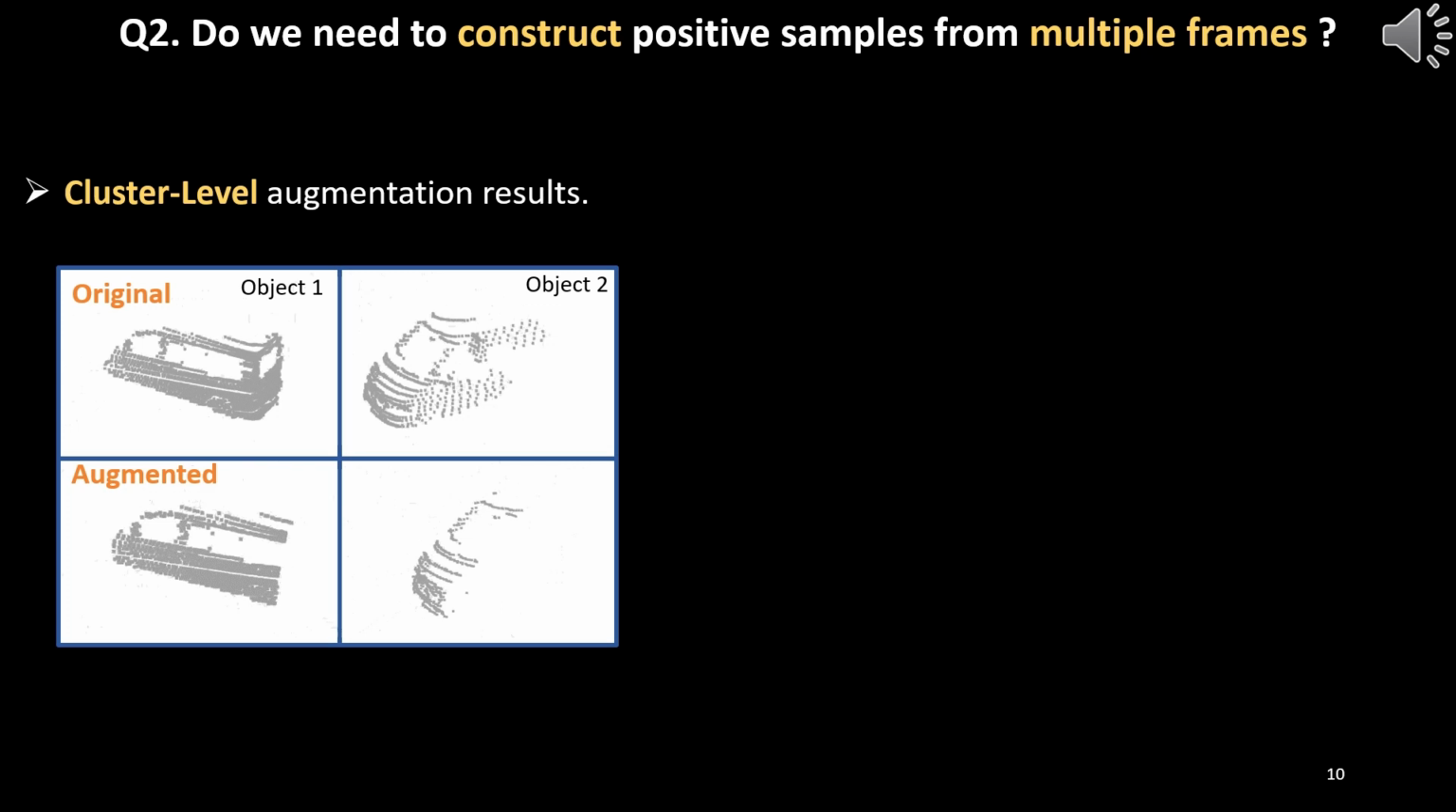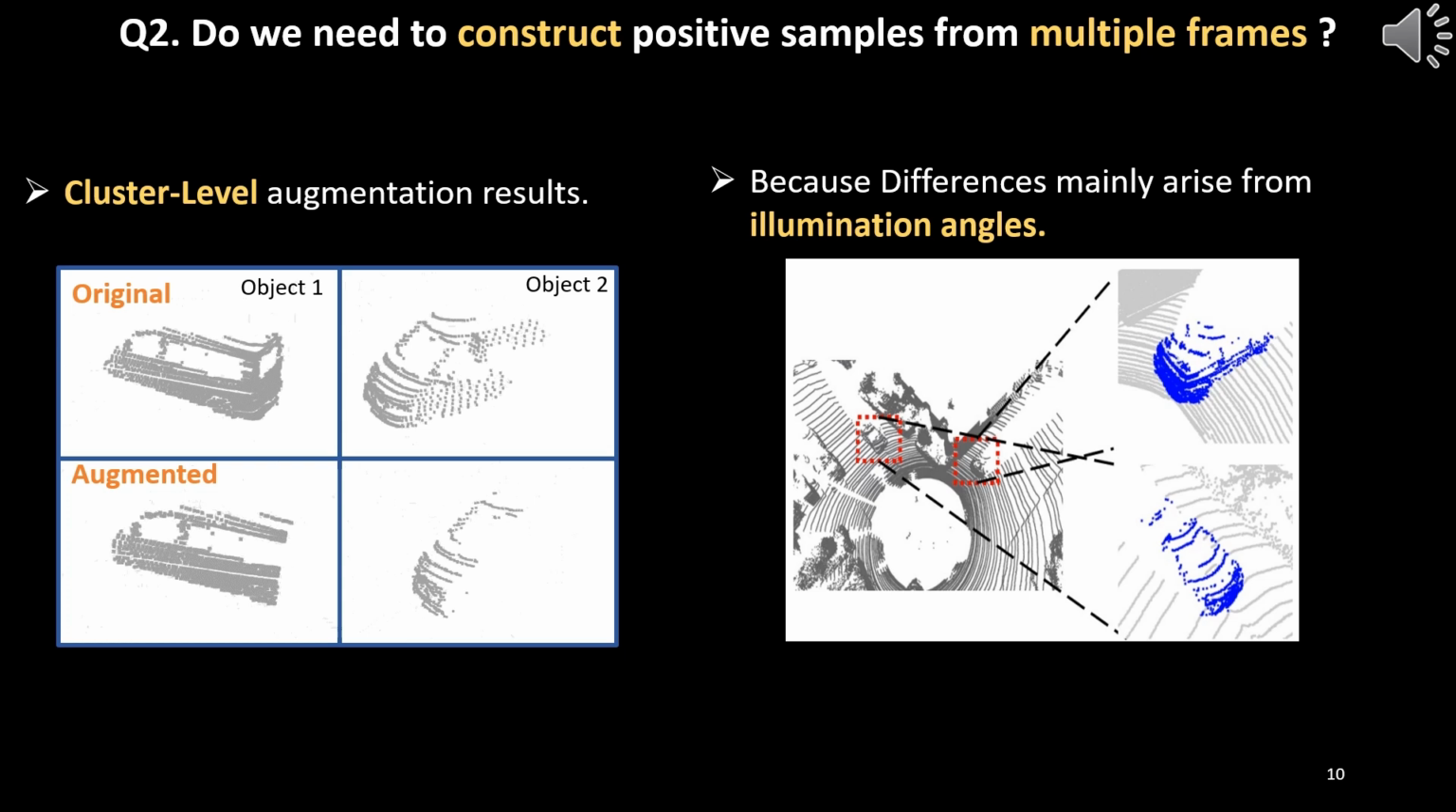But it still fails. We found that the main source of difference between the two instance point clouds arises from the different illumination angles, as shown in the right figure. Such differences cannot be simulated by data augmentation and will lead to confusion when the model predicts semantic labels. Since data augmentation is not working, can we directly align the original samples?